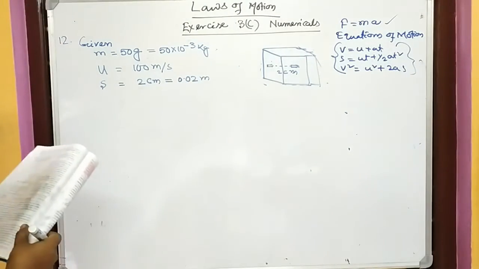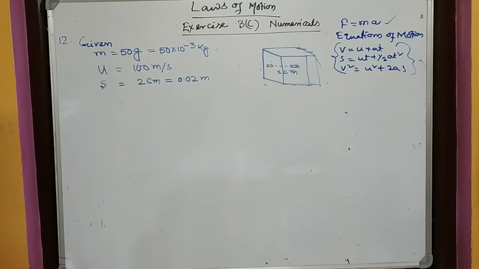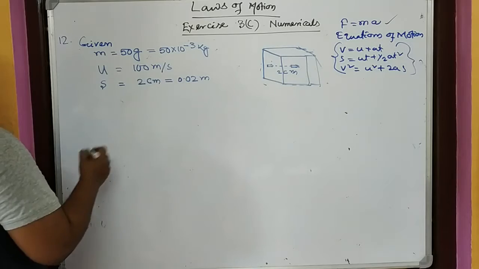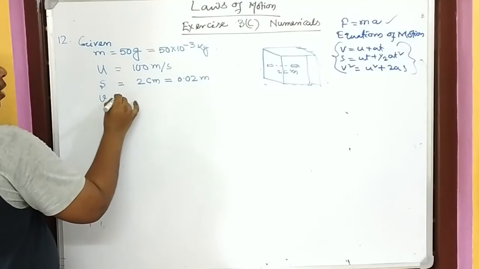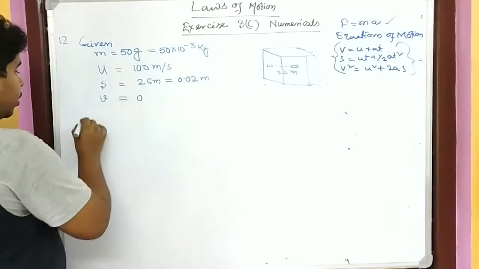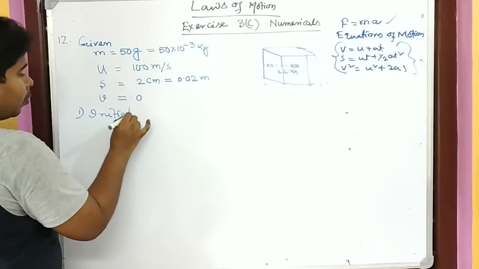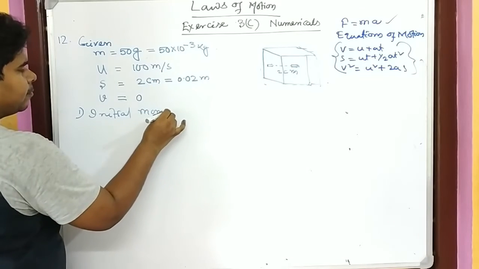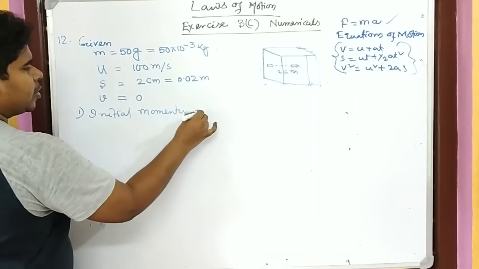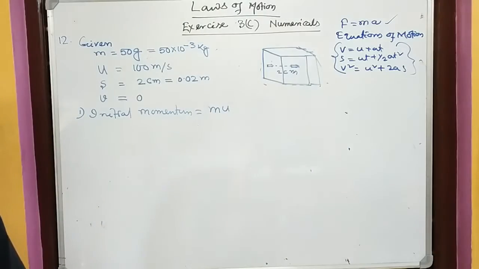Now we will go for questions. Calculate the initial momentum of the bullet. Before initial momentum we have to see the final velocity. As it comes to rest, the final velocity is 0. So number 1, initial momentum. Initial momentum is equal to m into u, mass into initial velocity.